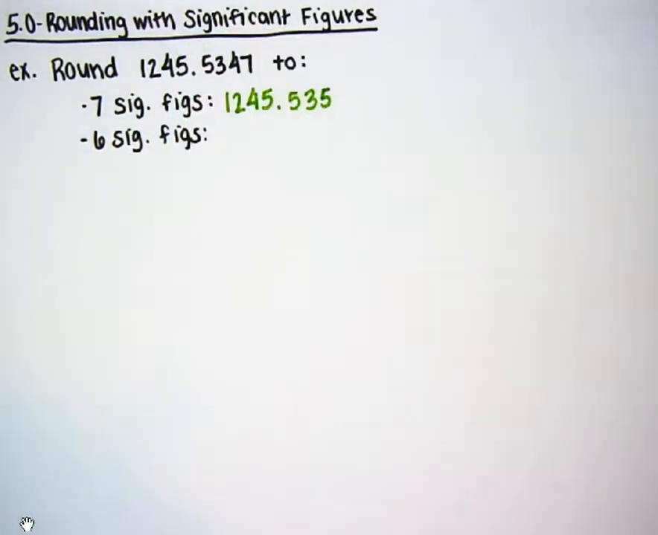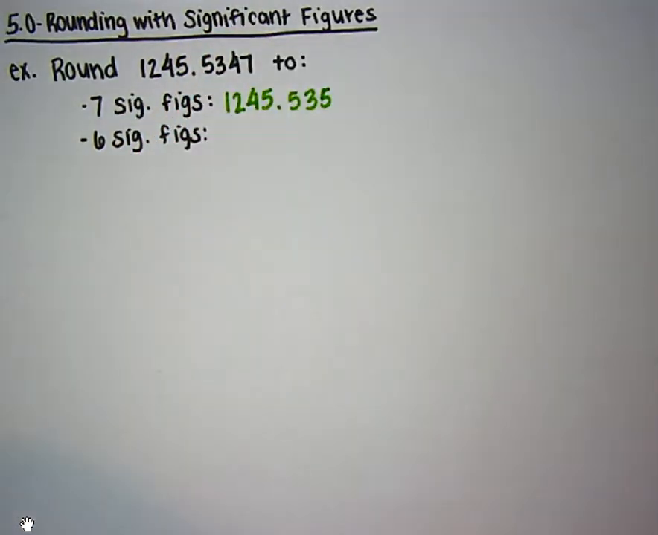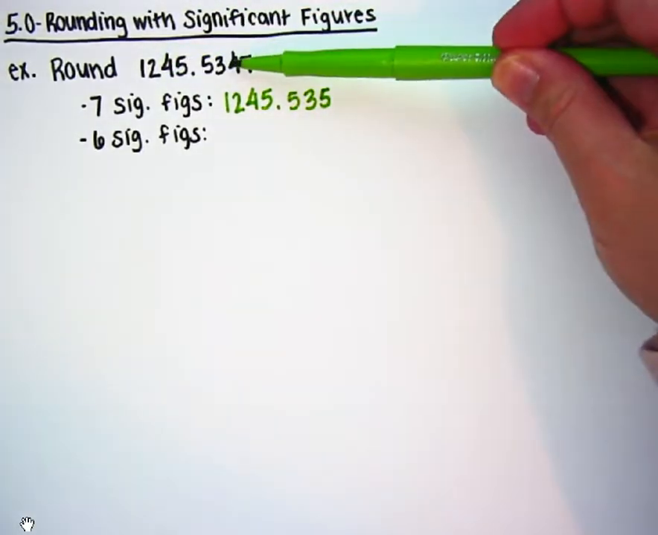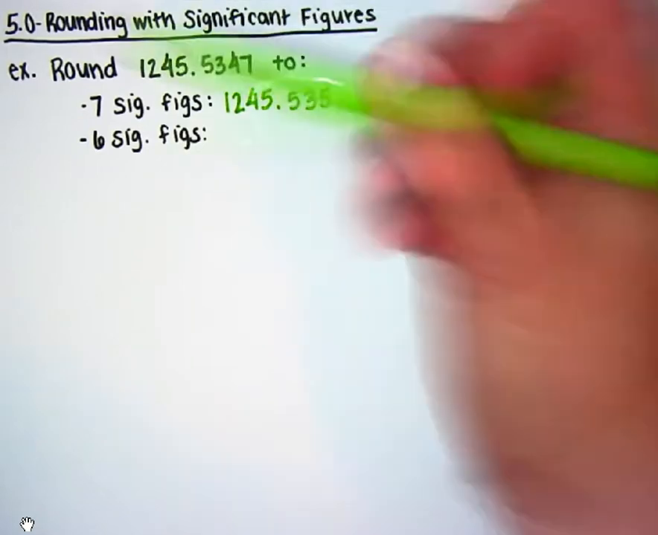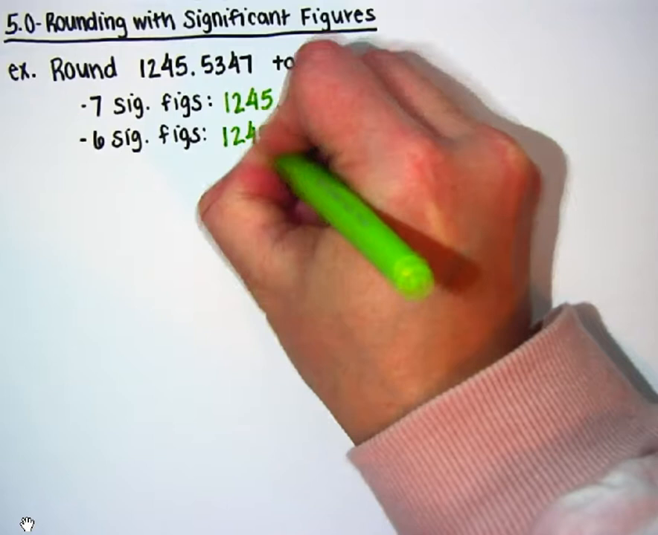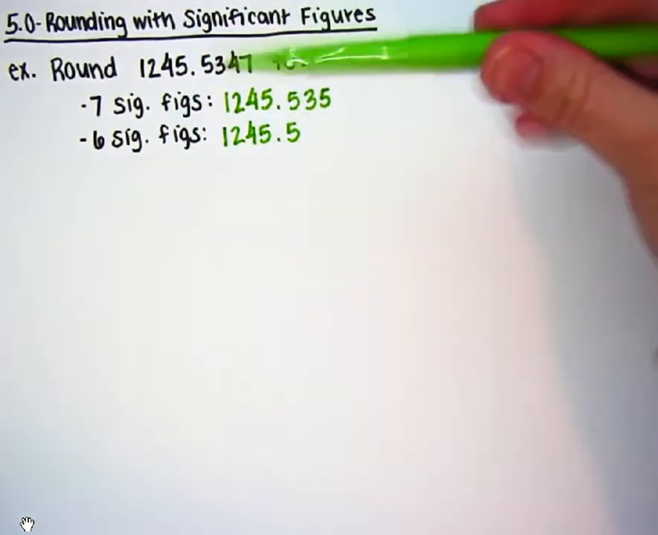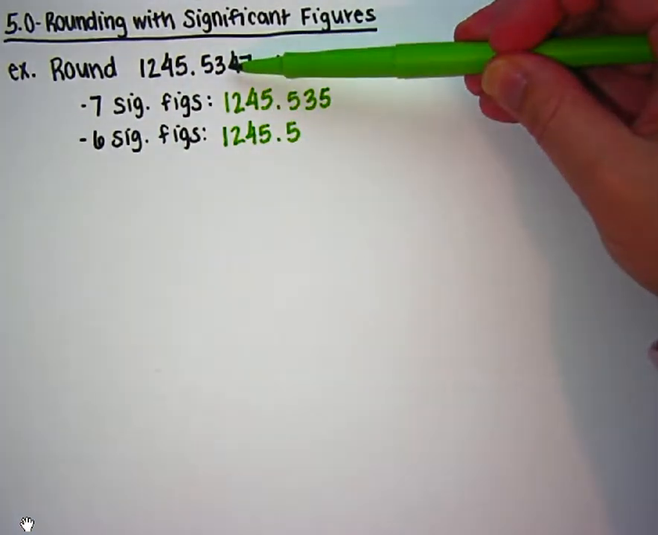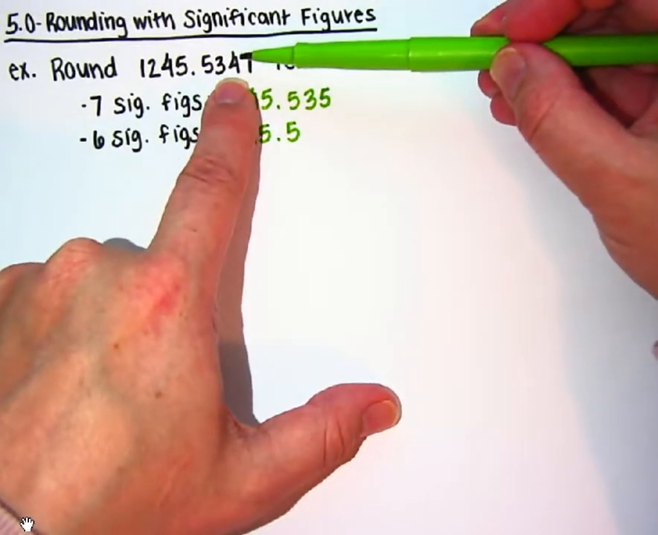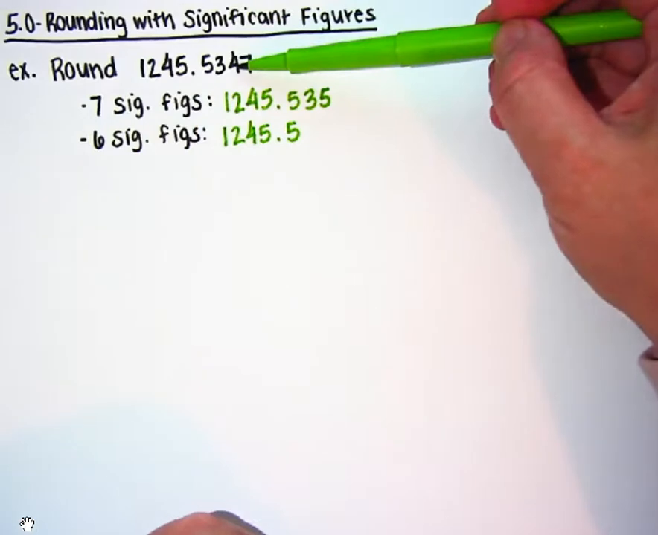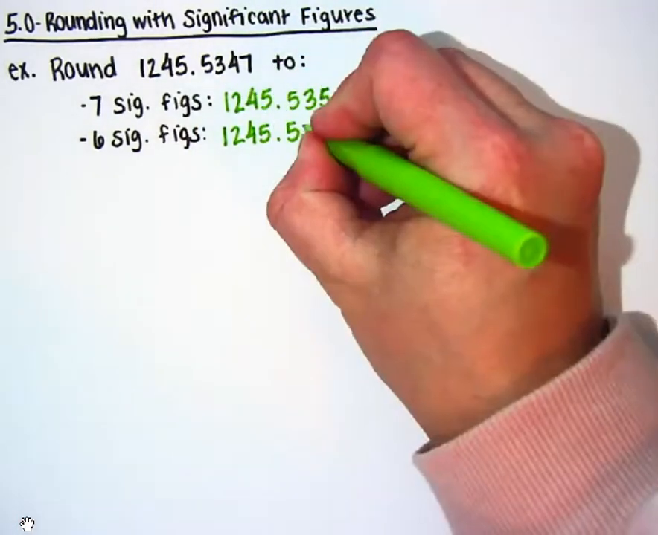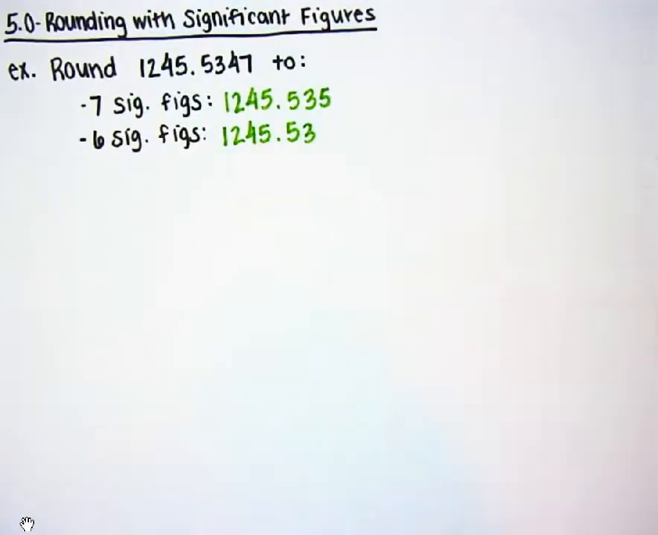Let's do the same thing, but now let's say our answer could only have 6 significant figures. So we're going to keep the first 6 digits. I'm going to start by writing the first 5. And then what I want to do is look at the one number following that 3. 4 is less than 5, so we're not going to round it up. We're going to leave this at 0.53.